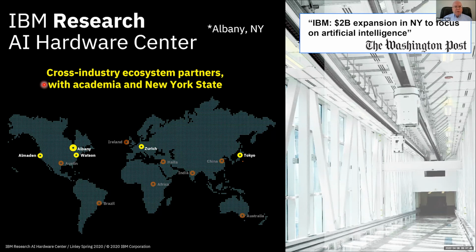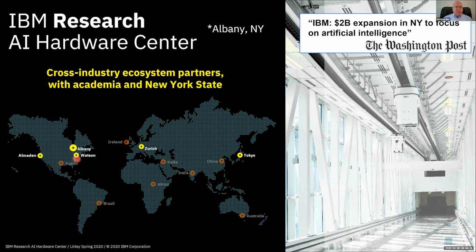We partner with cross-industry ecosystem partners, so a lot of our IBM clients that are interested in working with us on this, and together with academia in New York State. The AI Hardware Center is located in Albany, right next to the SUNY Albany campus, where we have a 300 millimeter fab that we can work with in an exploratory way. We have a large investment from New York State to help us do that.